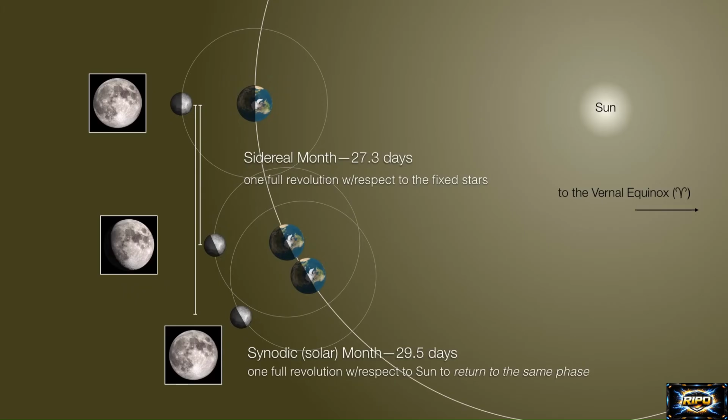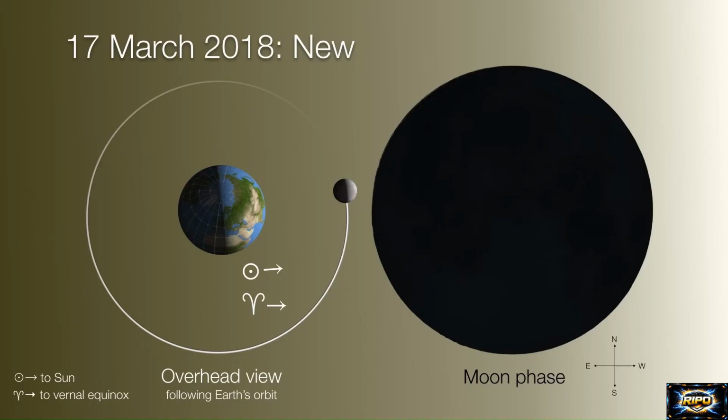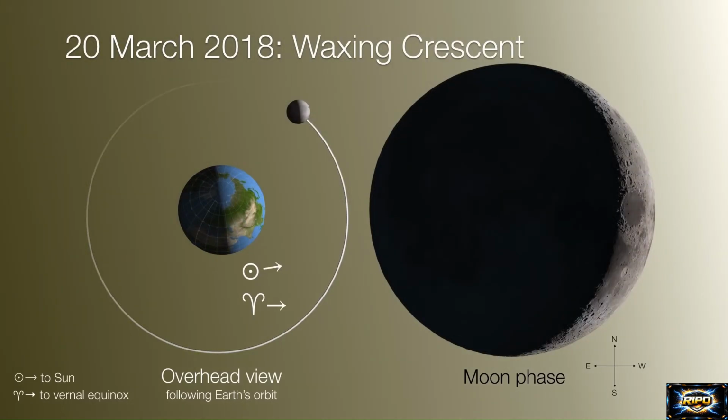So there's a difference. When we say a month, the first question we have to ask ourselves is, well, what do we mean by month? So let's imagine the phases. Now we're going to take a split screen view, you might say. We have the Earth and the moon on the left. We have the phase of the moon as it appears on the right. And you notice I've drawn a symbol representing the direction to the sun, and a second symbol representing the direction to the vernal equinox. So we start out with the new phase, and we proceed to the waxing crescent, as we saw.